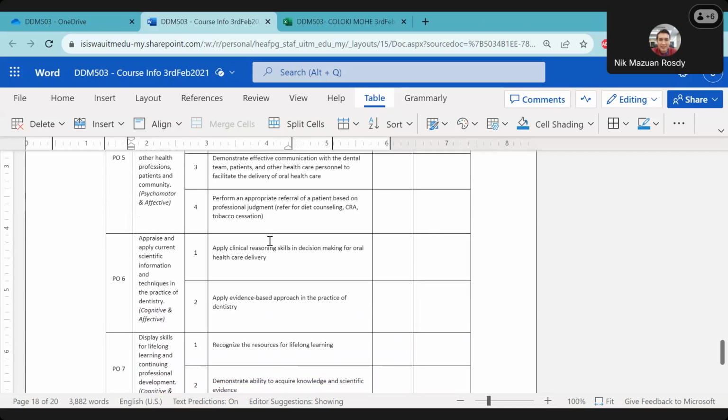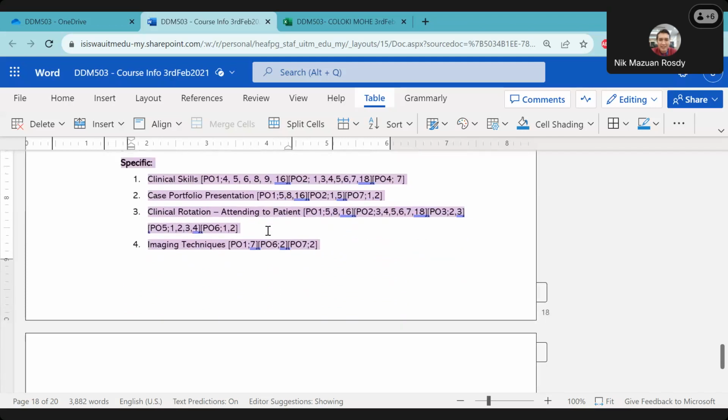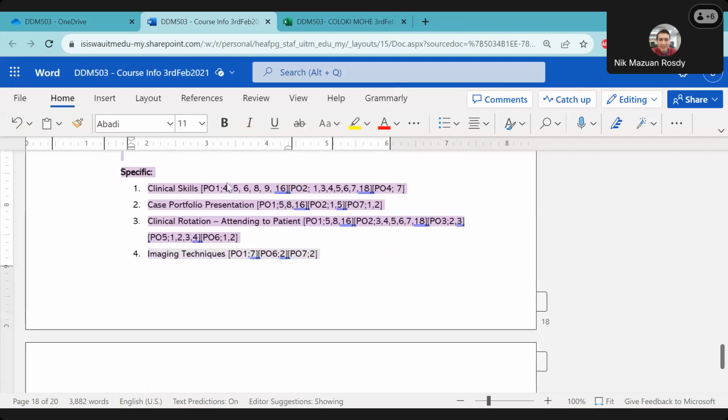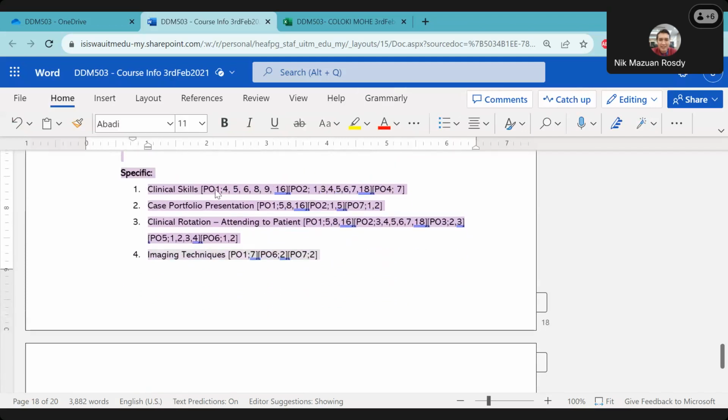of the competency. And then secara amnya I akan listkan kat sini lah. Clinical skill ni PLO 1, nombor 4, 5, 6, 8. So kat mana I address kompetensi tu? So untuk clinical skill I address PLO nombor 1, kriteria nombor 4, 5, 6, 7, 8, 9, 16. Untuk PLO nombor 2 I address dekat 1, 3, 5, 6, 7, 18. PLO 4 I address dekat nombor 7.